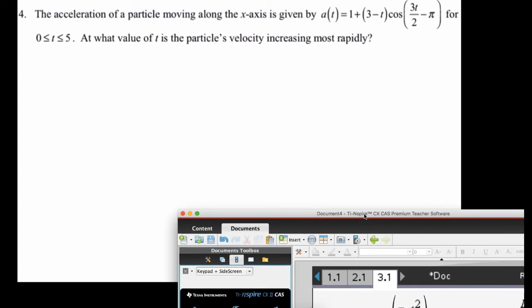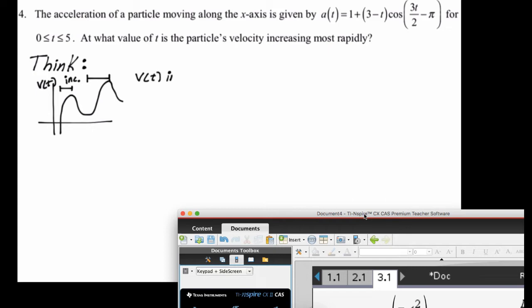All right, so let's see. If I had a graph of velocity, so let's just make some graph of velocity, it might look like this. So velocity is increasing anywhere you can visually see this graph is increasing, like here and here. If velocity is increasing, that would mean acceleration is greater than 0. So if acceleration is greater than 0, velocity is increasing. I'm looking for where this thing is increasing most rapidly.